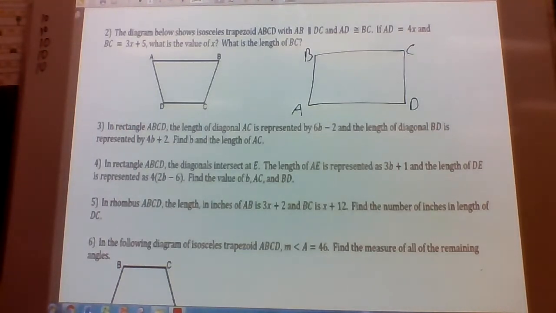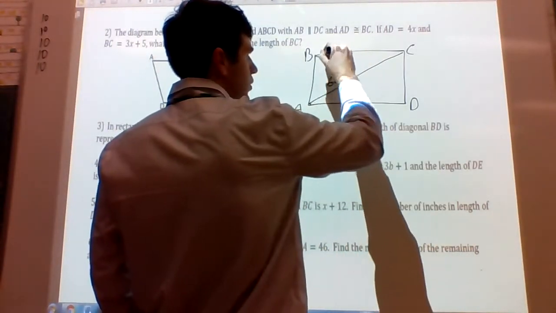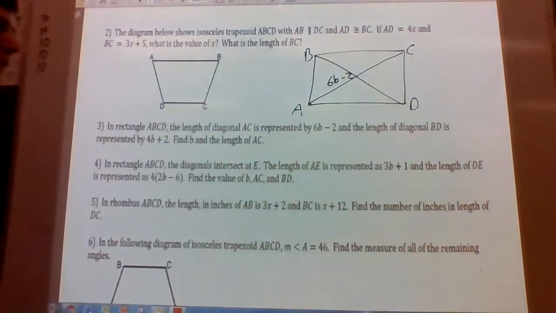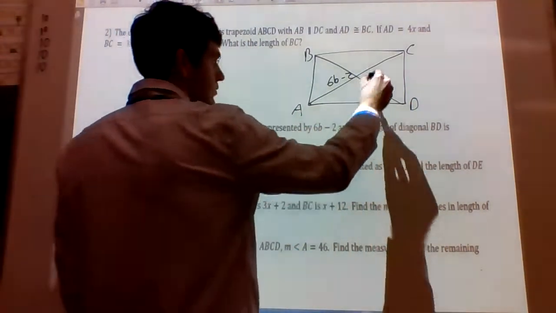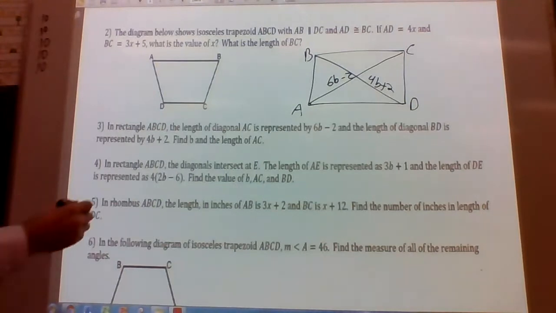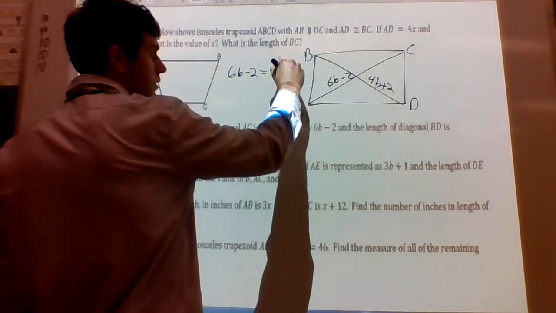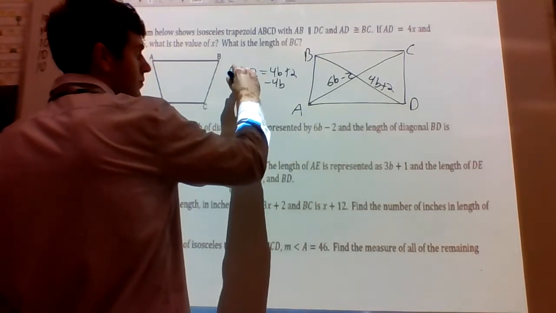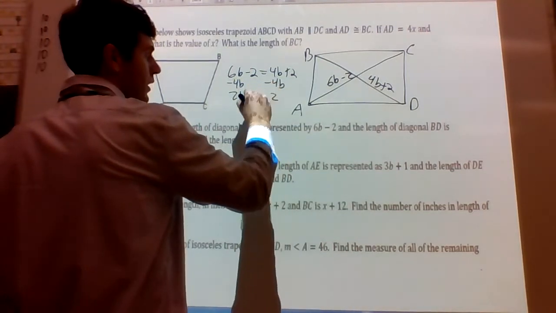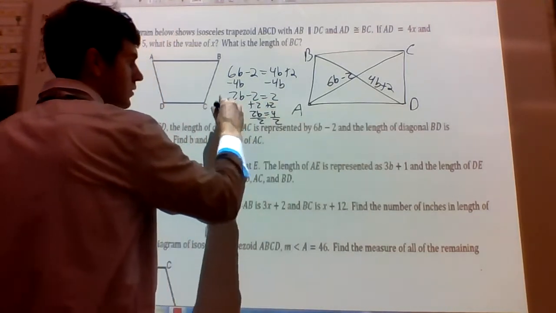diagonally across. Okay. The length of AC is 6b minus 2. So 6b minus 2 is the whole thing, AC. And then the length of diagonal BD is 4b plus 2. So that's the whole thing. Well, it's a rectangle. We know in rectangles, the diagonals are congruent. So since the diagonals are congruent, we can set them equal to each other. So 6b minus 2 is going to equal 4b plus 2. Subtract 4b. We get 2b minus 2 equals 2. Add 2 to both sides. 2b is going to equal 4. Divide by 2. We get b equals 2.